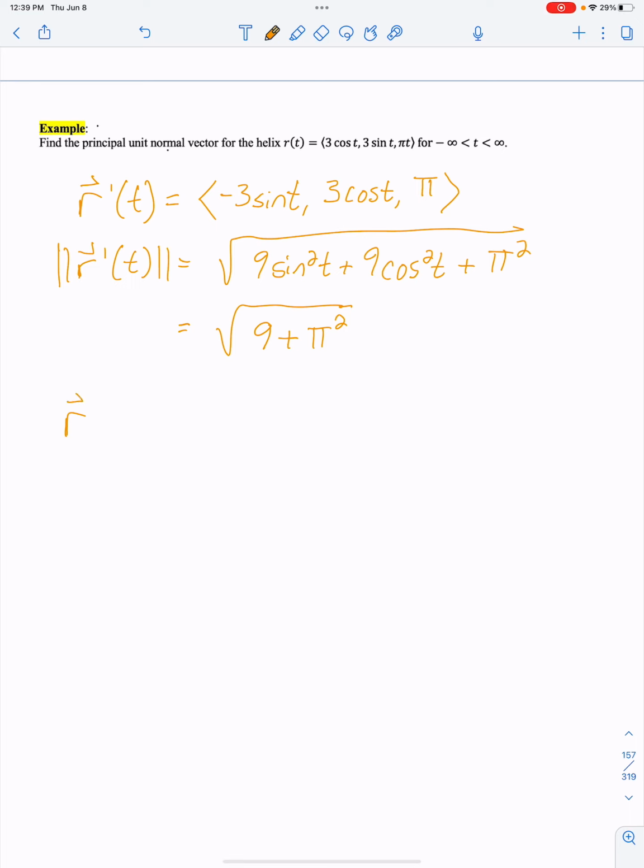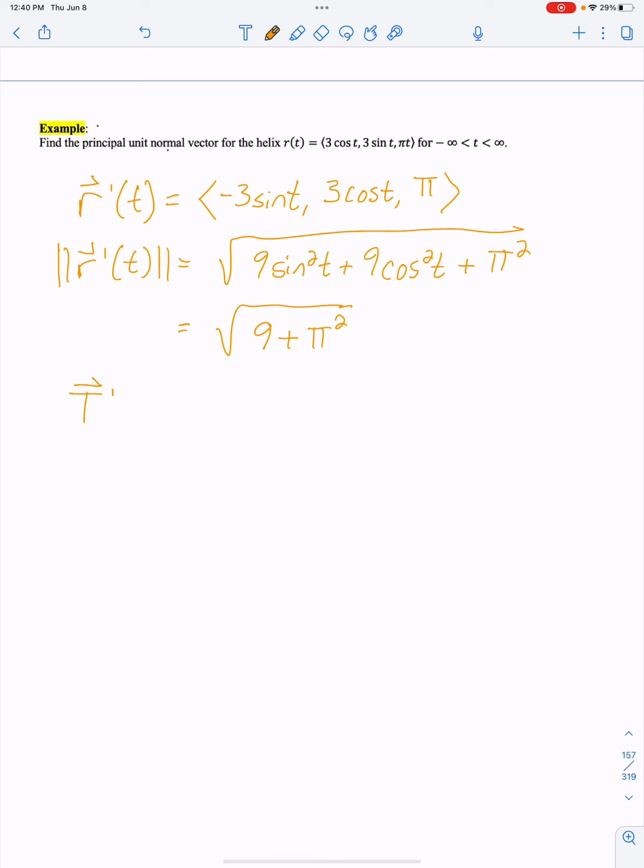So let's find r double prime of t, that vector. So we got negative 3 cosine t. Derivative of 3 cosine t is negative 3 sine t. And then the derivative of pi is 0. This magnitude, oh, actually, I don't think we needed r double prime. Yeah, not yet. We may need that, but I'm going to erase it. I don't think we need it really. I think we're going to have to do something else instead.